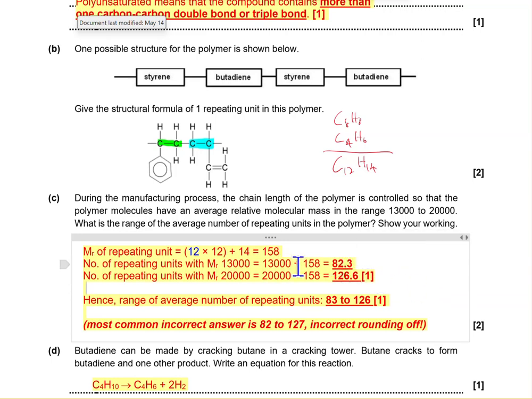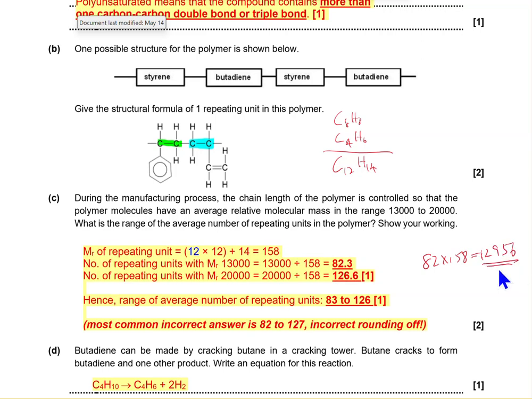If you take 82 times 158, okay, let's try. 82 times 158 gives me 12956. And this is short, as you need 13,000 minimum, so this one is out of range. So can I use 82? You must round up because the minimum is 13,000, so 12956 is not enough. So you round to the next number. 83 will be 13,000 and above.